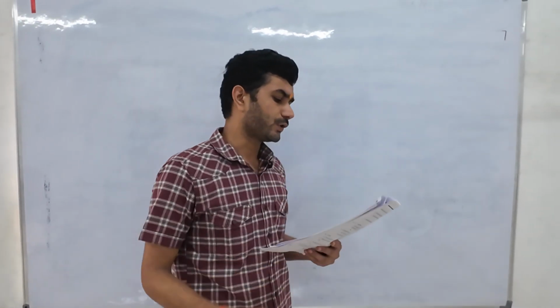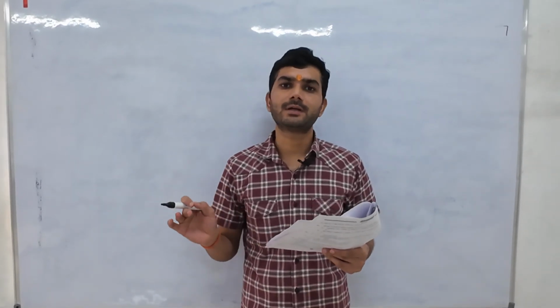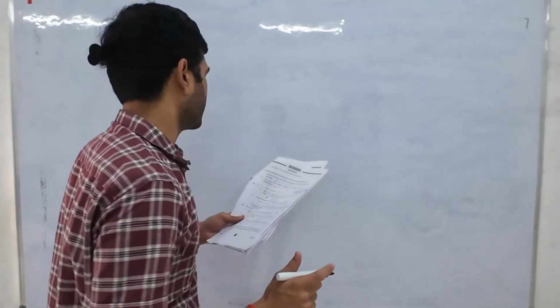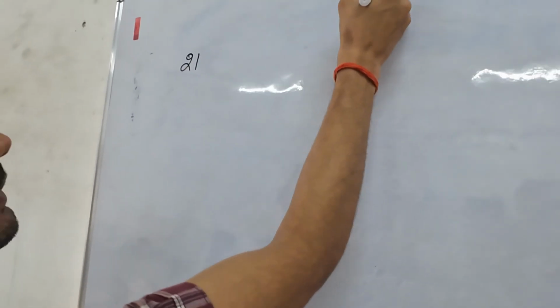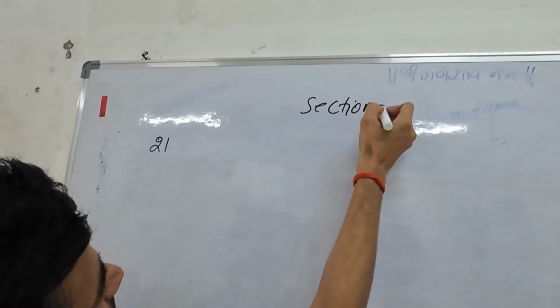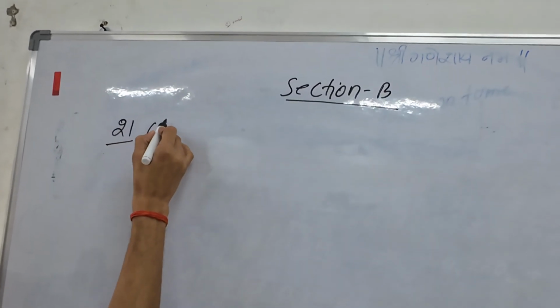So here we have some questions, like: translate the following statement into a balanced chemical equation. Here it is our first question, question number 21 of Section B. First we will solve the Section B portion. So first we need to write the balanced chemical equation.